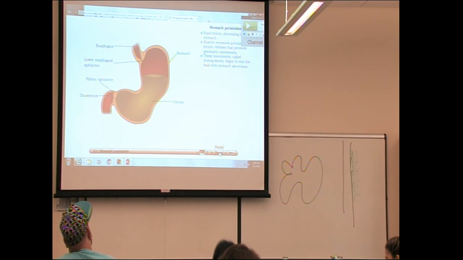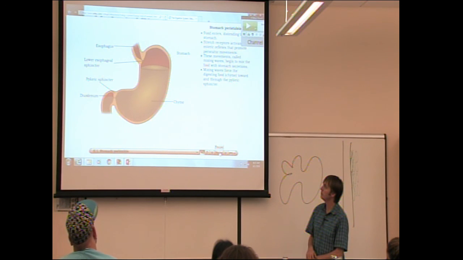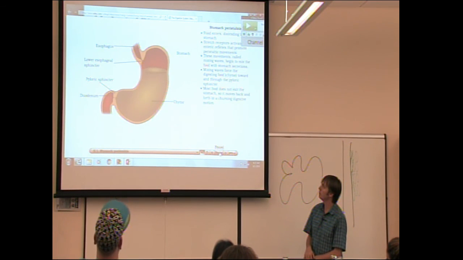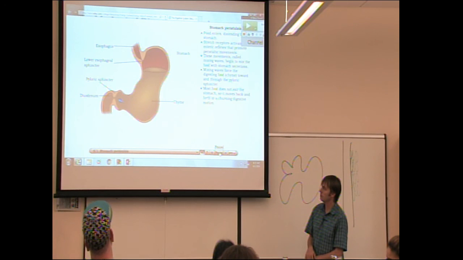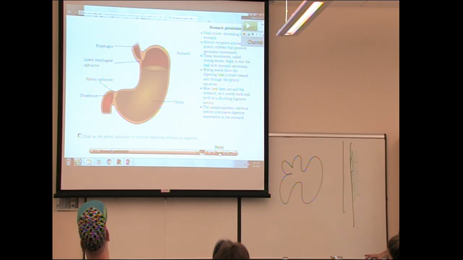Mixing waves begin to mix the food with secretions of the stomach. The mixing waves force the digesting food, called chyme, toward and through the pyloric sphincter. Most of the food remains in the stomach, so it moves back and forth in a churning digestive motion. Digestive movements in the stomach are stimulated by the parasympathetic nervous system. So do you see that retropulsion happening? Like it's just being pushed this way and then back up through the stomach.